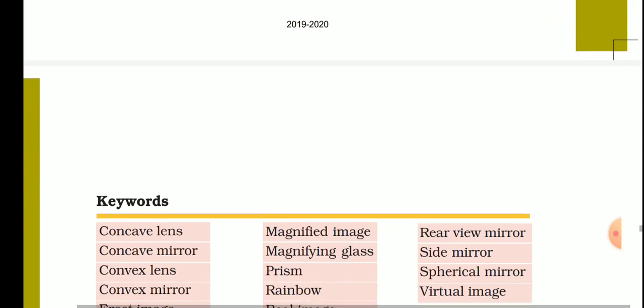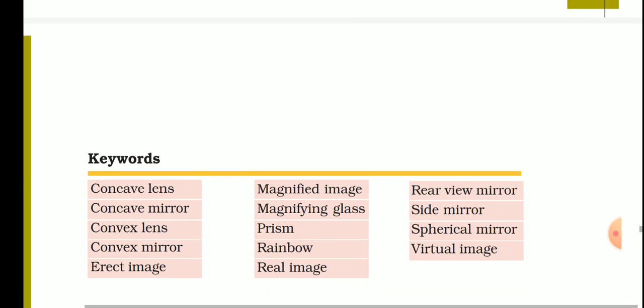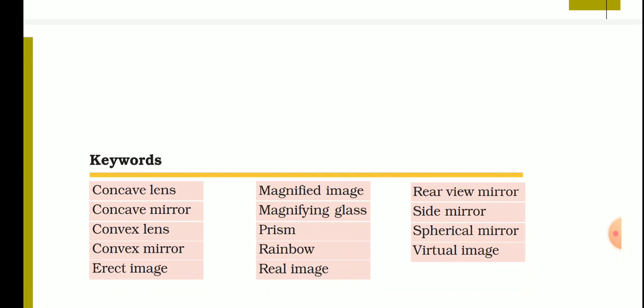Okay, now let's move on to some keywords. We have already discussed all these words. Let's go through them one by one. Concave lens and a concave mirror. So I hope the difference between a mirror and a lens is clear to you. A lens has a refracting surface on both sides, whereas a mirror has a reflecting surface on only one side.